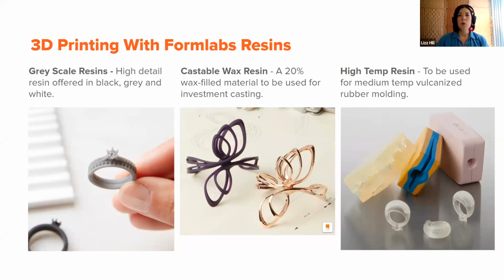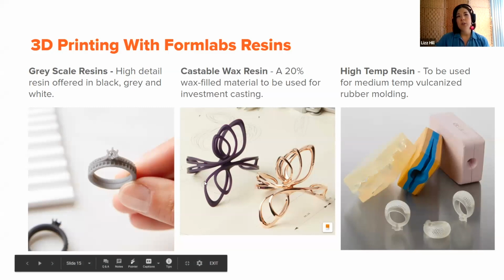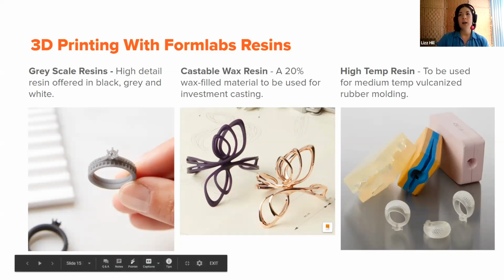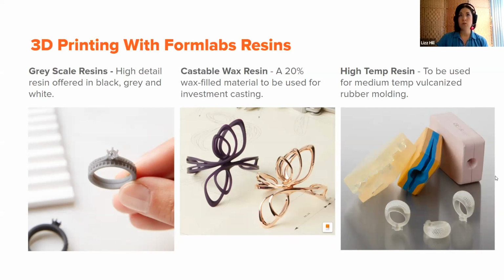If you jump over into production, we've got two castable resins. This is our castable wax resin in purple here, and this is what you would use to run production. You could print off your design in the castable wax resin, and then cast it yourself or send it to your caster to go through the investment casting process. We also have High Temp, which is used more on the manufacturing side and can be used for medium temperature vulcanized rubber molding, if that's something you're interested in as well. So I would point you there to start in terms of the Formlabs resin assortment.